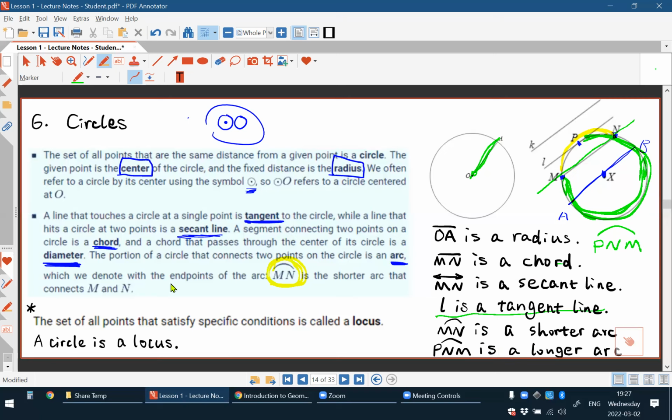No. Okay, and there is another trivial concept called locus. What is a locus? The definition is that the set of all points that satisfy specific conditions is called a locus. Therefore, a circle is actually a specific locus, right? Because a circle is just a set of points whose distance to the center point is equal, right? Okay, so there's another concept called locus you need to know.